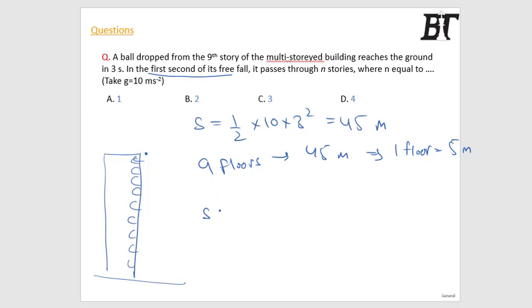So in the first second we know that displacement is half into 10 into 1 square hai na. Ek second mein kitna jayega, half g t square. This comes out to be 5 meters. 5 meter bole toh kitne floors gaya, wo ek floor gaya hai na. Hence option A is the answer.